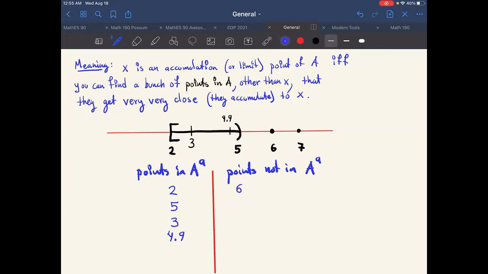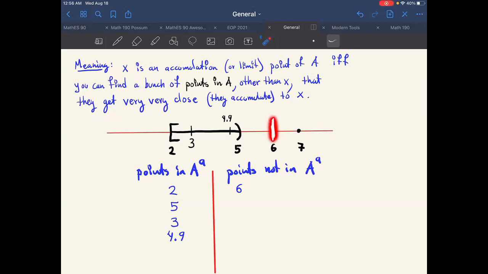6 is not an accumulation point. Why not? Here is 6. Can you find a bunch of black dots that are very, very close to 6? Yes. Where are they? Here. 6, 6, 6, 6. Because 6 is black, Professor. Look, 6 is black. So I can find a lot of, like, 6, 6, 6.